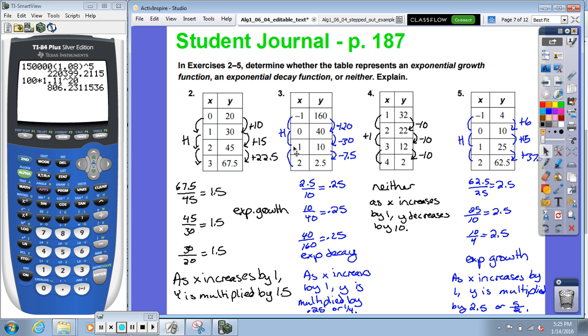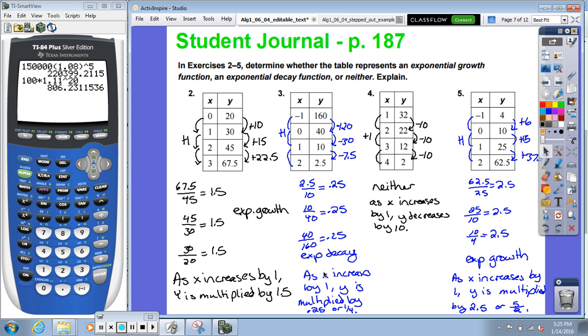So on number 3, it is increasing by 1 again, but notice that it's going down by 120, down by 30, and down by 7.5. So I can assume that is exponential decay because it's going down, but it's not going down by the same amount added or subtracted to it each time. So then I once again took my numbers. I did 2.5 divided by 10, 10 divided by 40, and 40 divided by 160, and I got 0.25.